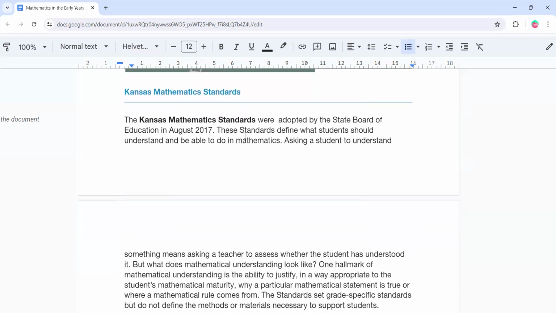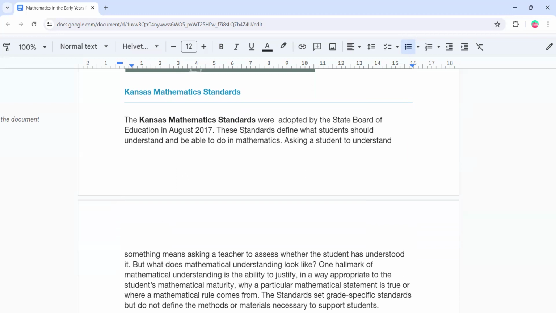So the next one. The next type of standard that we are talking about is the Kansas Mathematics Standard. Earlier it was the Kansas Early Learning Standards, Mathematics Knowledge. This one is the Kansas Mathematics Standard. This was adopted by the State Board of Education in August 2017. These standards define what students should understand and be able to do in mathematics.